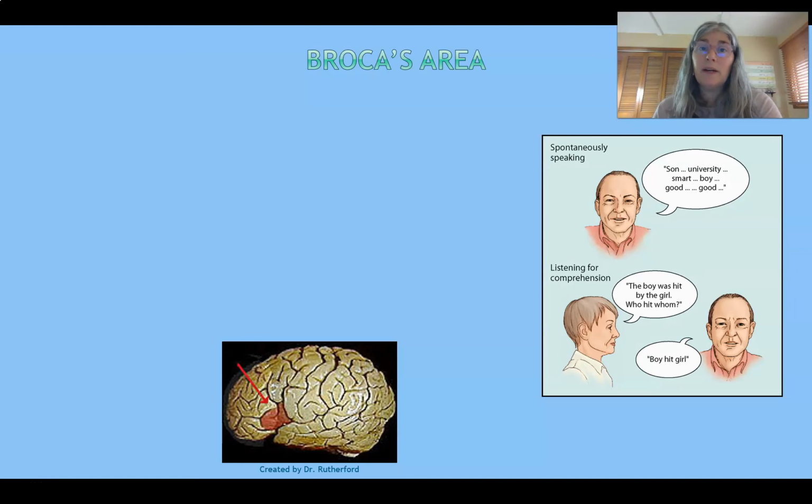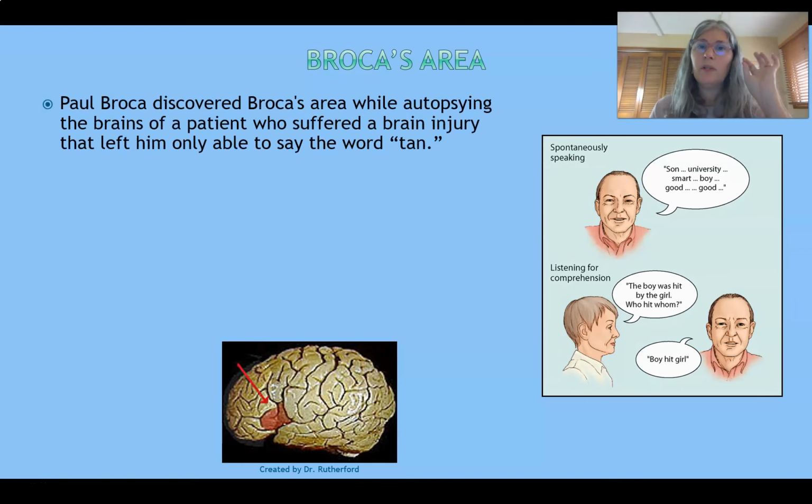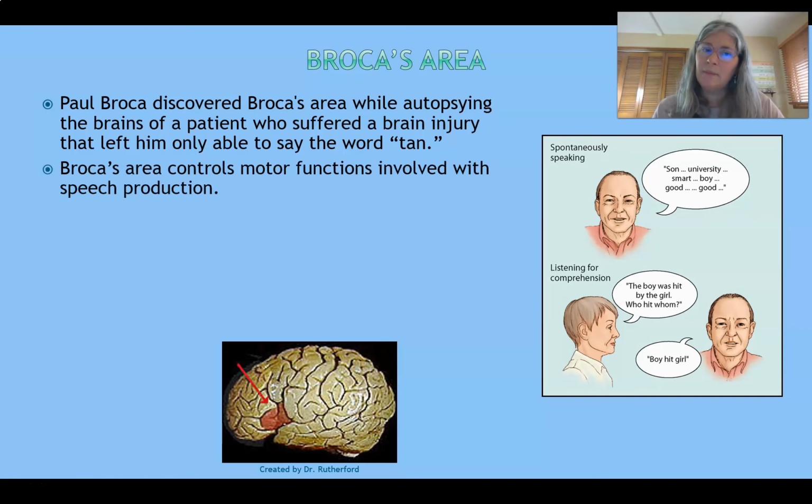So, with Broca's area, we know that the individual is able to understand, they're just not able to form the words correctly. And Paul Broca, they didn't mention this in the video, he actually discovered this while performing an autopsy of a patient who suffered a brain injury. After that brain injury, he was only able to say the word "tan." And that was the area of the brain that was damaged that he discovered in that particular autopsy.